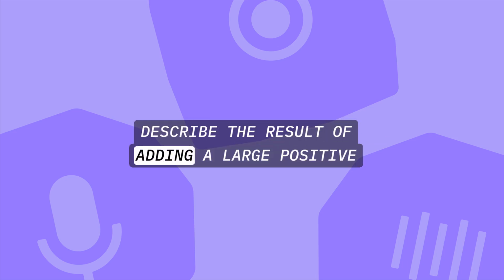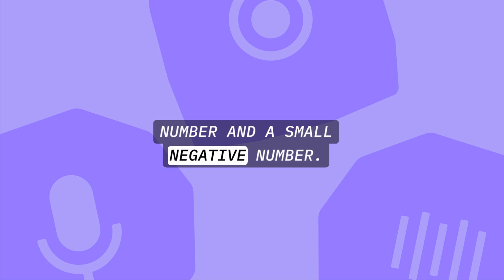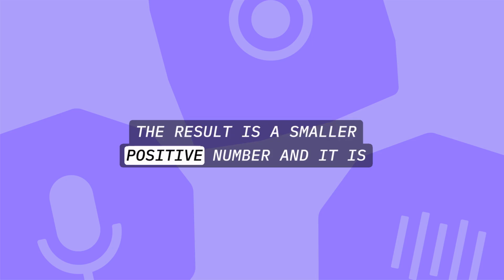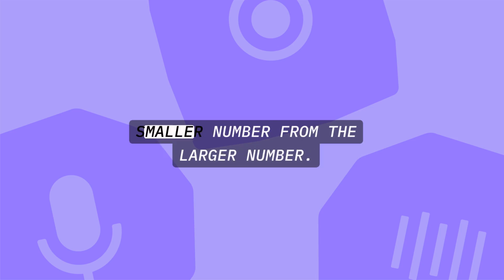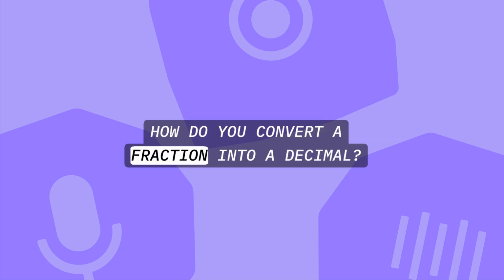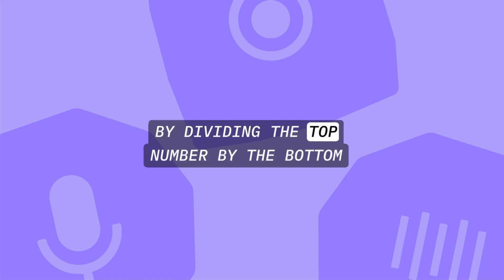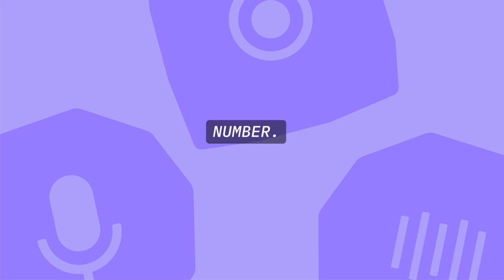Describe the result of adding a large positive number and a small negative number. The result is a smaller positive number, and it is the same as ignoring the signs and subtracting the smaller number from the larger number. How do you convert a fraction into a decimal? By dividing the top number by the bottom number.